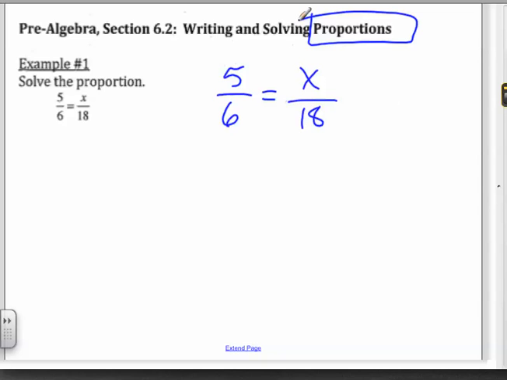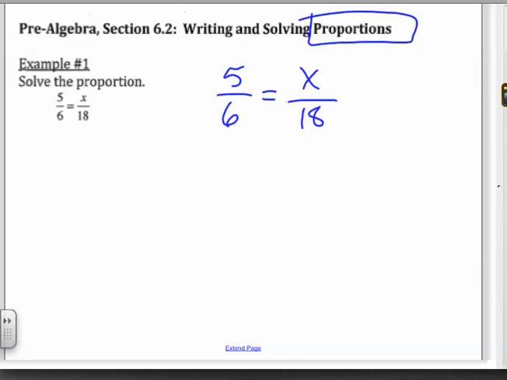But if you don't, a proportion is an equation that has one fraction equaling another fraction. When a fraction equals a fraction, it's called a proportion. That whole thing is called a proportion. All right? 5 over 6 equals x over 18.